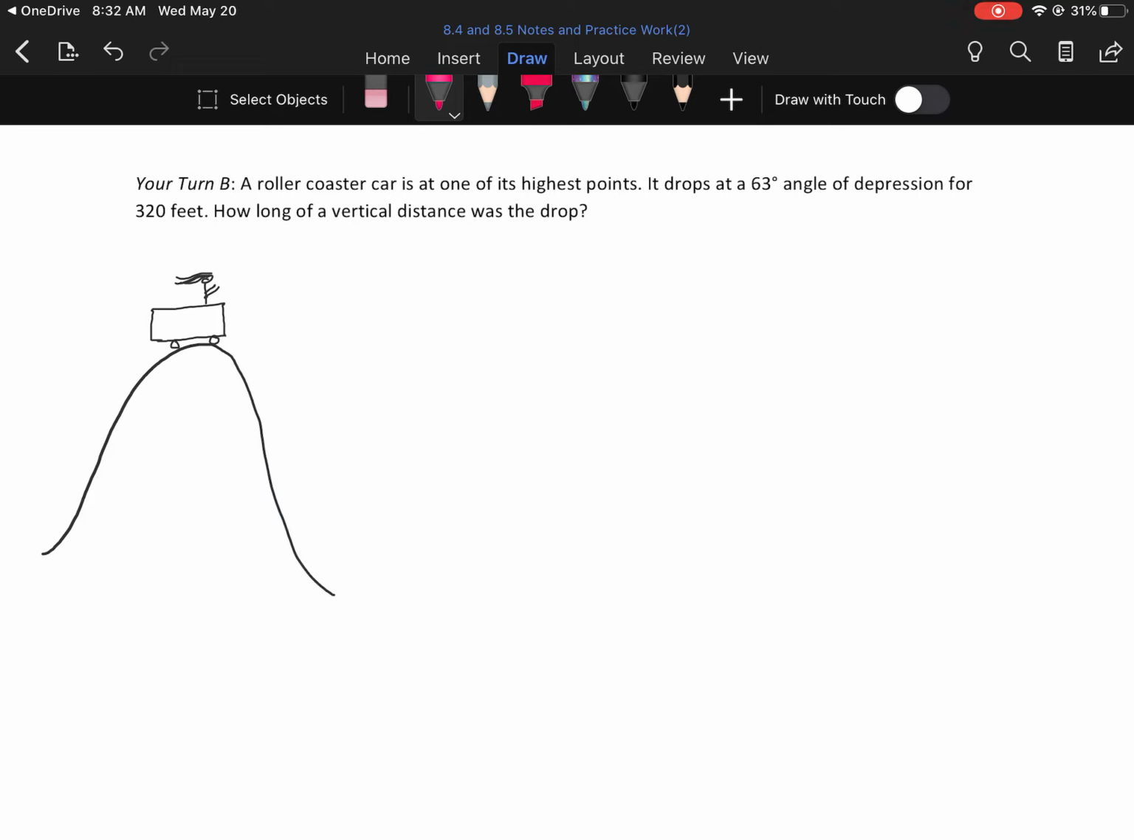So remember, depression goes from the horizontal. And since I'm drawing it here at the top of the hill, because it said what's the vertical distance of the drop, and you don't drop from eye level, you drop from where the cart meets the top of the hill. All right, so 63-degree angle of depression. So there's my horizontal. Remember, the 63-degree angle goes from there to another line. So I'm going to draw my line down here. All right, so that's my 63-degree angle.